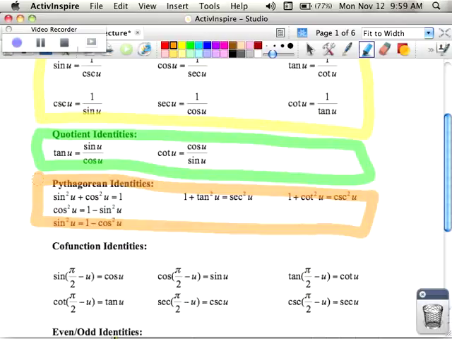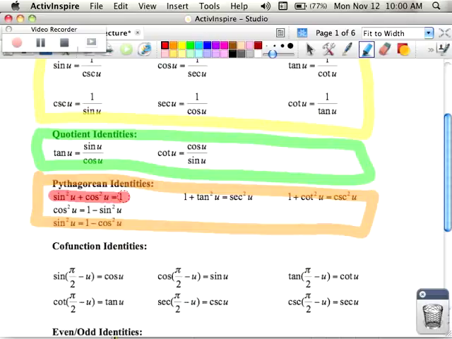The most famous one, of course, being the sine squared plus the cosine squared equals 1, because that's like the right triangle in our unit circle. And all the other ones come from some derivation of that red highlight. And we talked about that as well in our class.